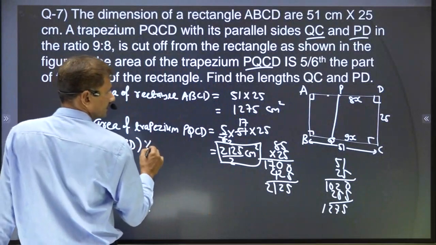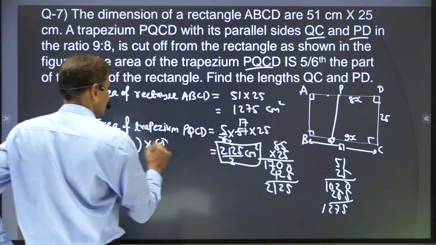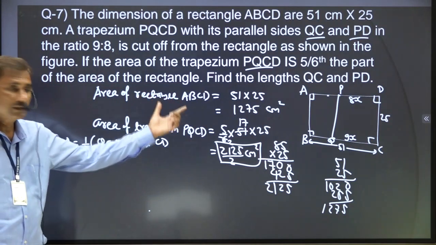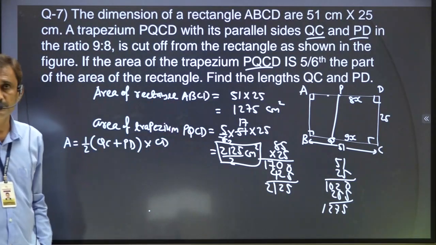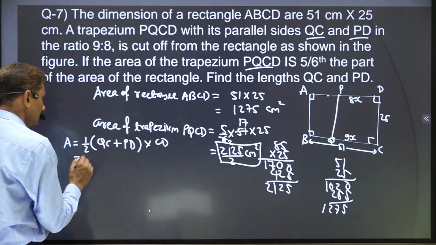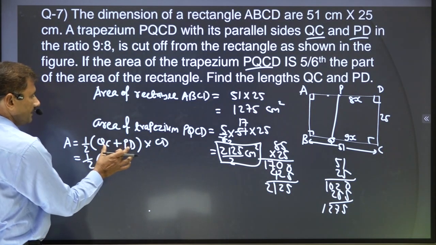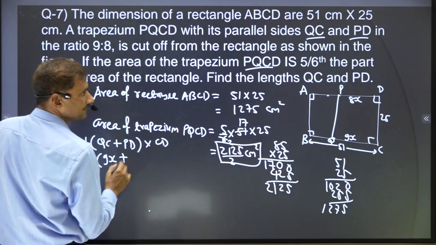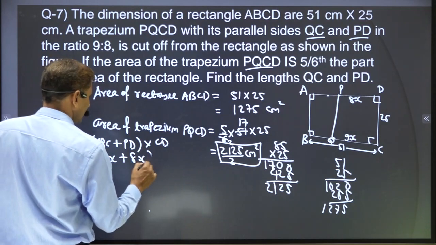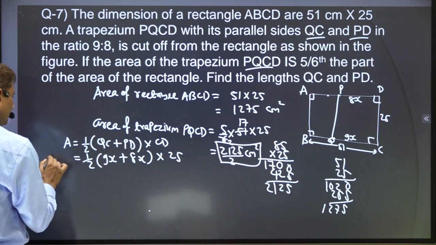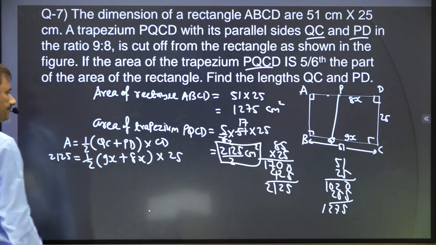Okay. So write down here CD. Understand well. First of all, we found the area of the rectangle so that we can find the area of the trapezium. We found it. Now we apply this formula. Okay, in the particular ratio, we suppose here 9x and here 8x. And this is given 25. And here you can write 2125.